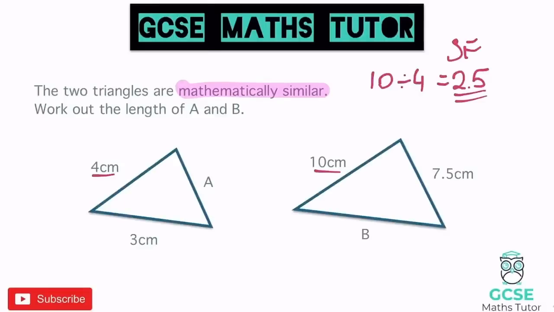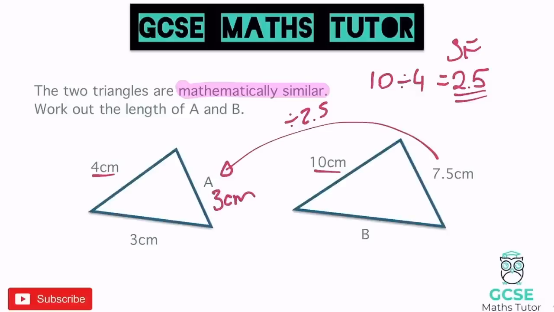So to get from a small one, let's have a look at A to start with. We've got to get from 7.5 back down to A. So that's going from the big shape down to the little one. To get from the big one down to the little one, we divide by the scale factor. So divide by 2.5, and 7.5 divided by 2.5 will be 3 centimetres.